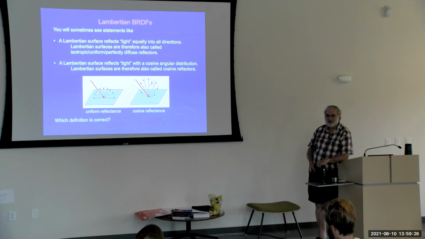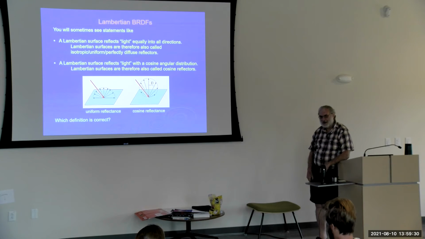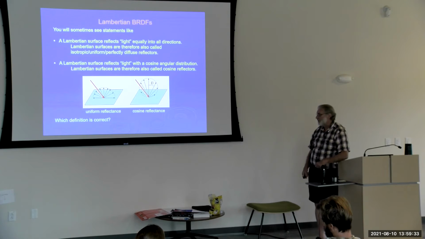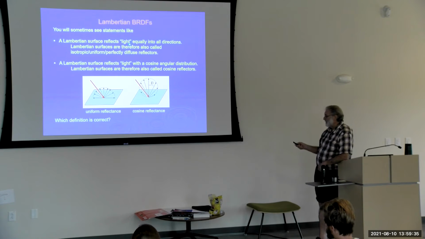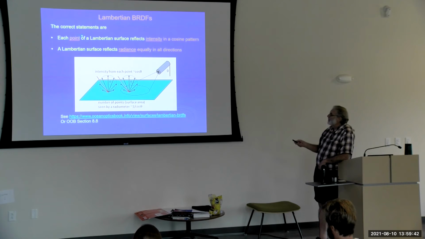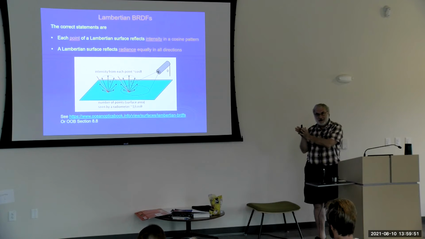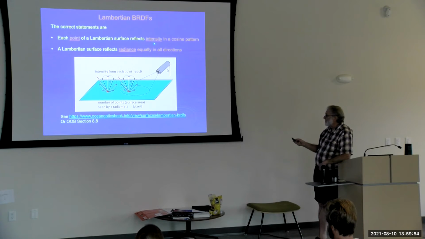This is another place where, for light, you've got to be exactly precise on what measure of light you're talking about. That's why I put it in parentheses. So actually, both of these statements are correct. The correct statement is that each point of a Lambertian surface reflects intensity. Remember, intensity is power per unit steradian. It reflects intensity in a cosine pattern, and it reflects radiance equally in all directions.